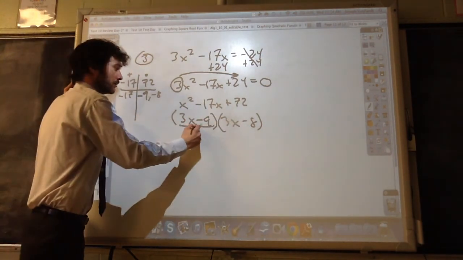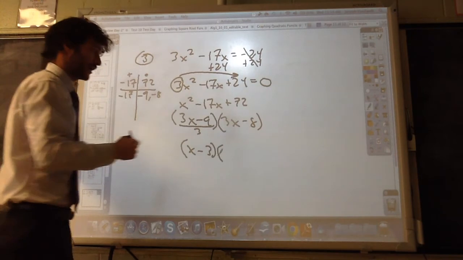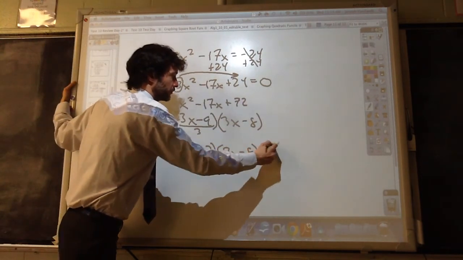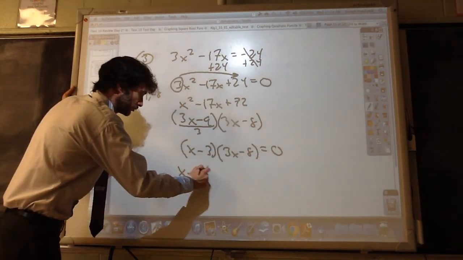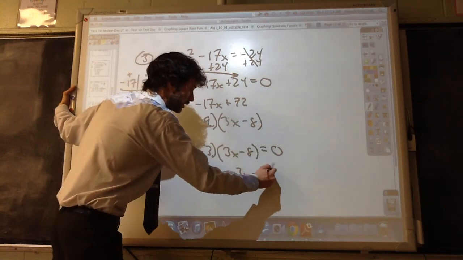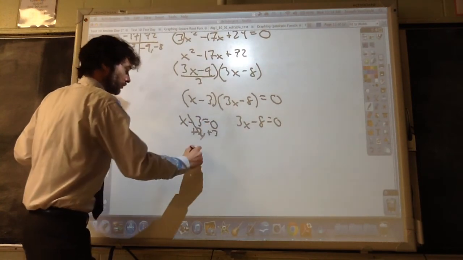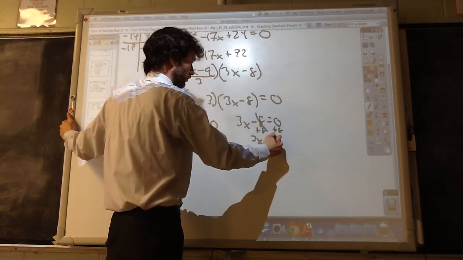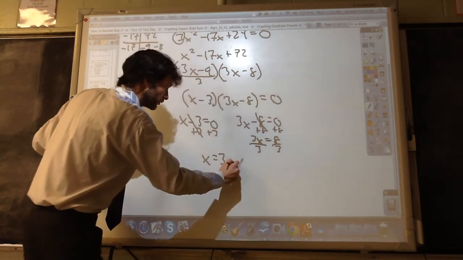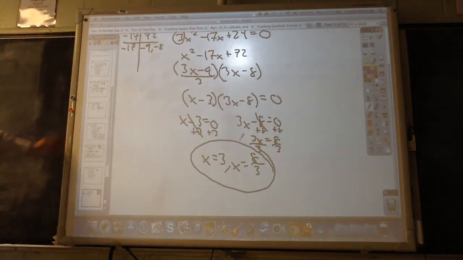3 and 9 both divisible by 3. So I get x minus 3 on this one. 3 and 8, no common factor I can divide by, so it stays the same. And now I just set each parentheses equal to 0 and solve. So x minus 3 equals 0 is going to give me one of my answers, and 3x minus 8 equals 0 will give me the other. So one of my answers is x equals 3. And one of my answers is 8 over 3. Those are the two roots to this problem. We've worked one other problem. Questions about that?